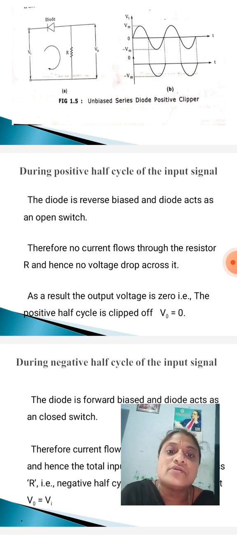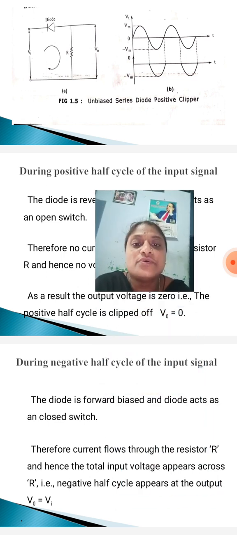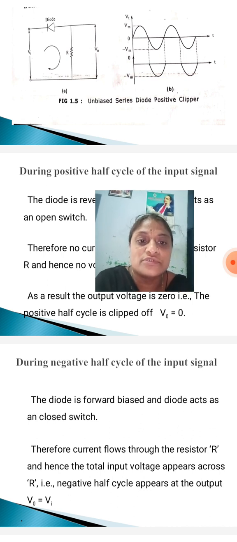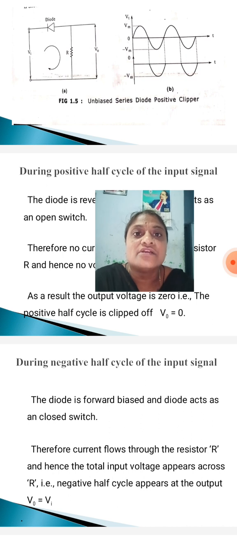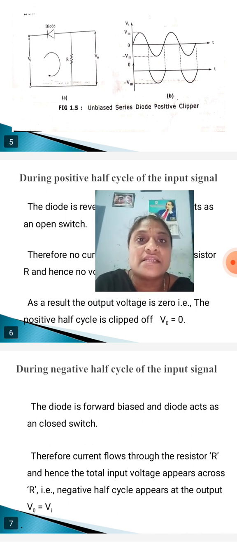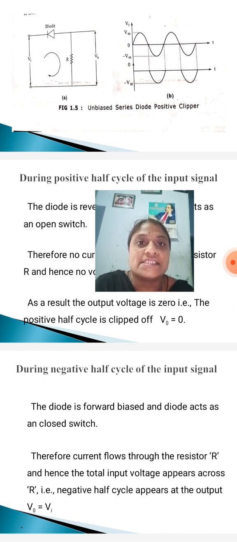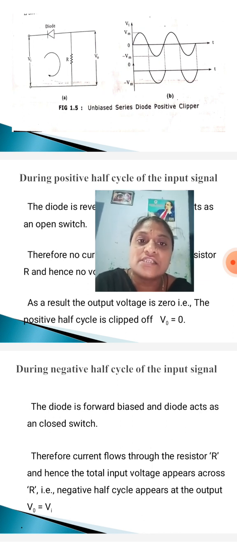What about the negative half cycle? During the negative half cycle of the input signal, observe the input signal. Vm plus and Vm minus give the peak to peak amplitude. T is time in seconds. The x-axis is taken as time and the y-axis is taken as voltage, so both input voltage and output voltage are on the y-axis.